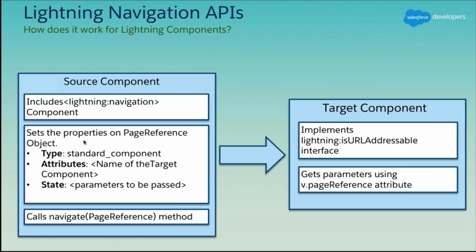This is the only thing you need to do. Once you include that component, along with it comes an object called page reference, which has three properties which you need to set. The first property, called type, is used to identify what kind of page you are going to navigate to. Maybe you want to navigate to your knowledge article page, or to your home tab, or to your custom component. So you're going to set the type here.